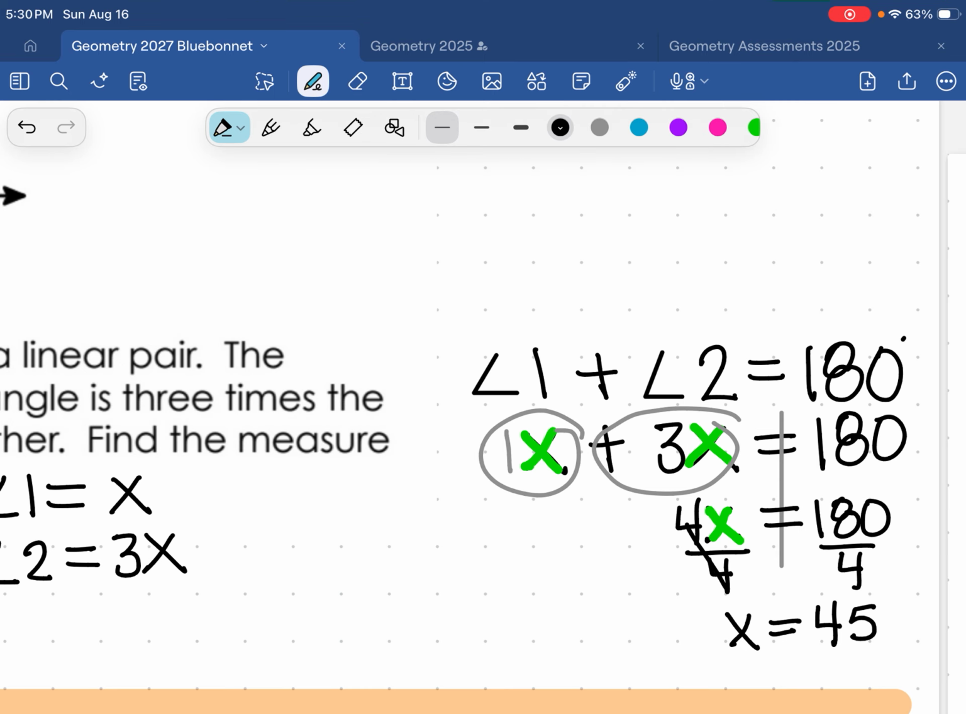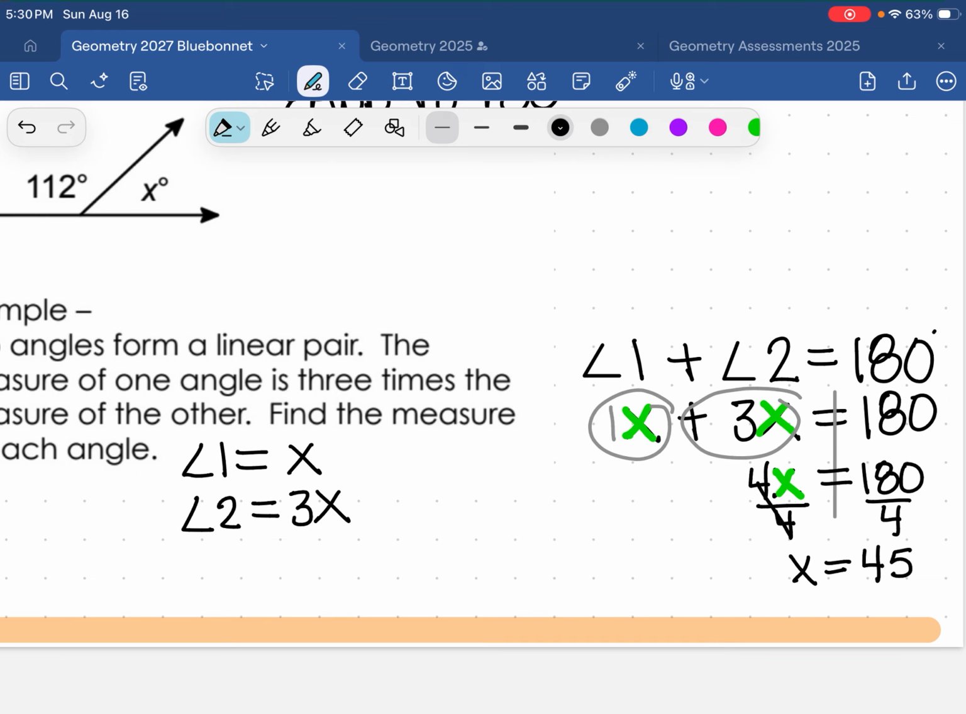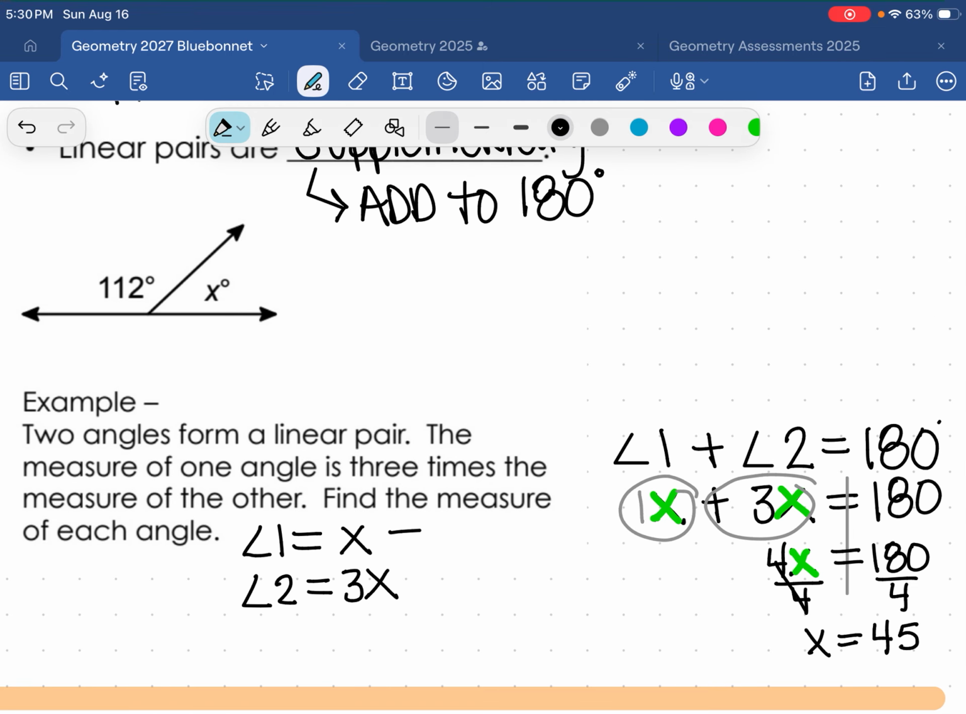If I had to go back and say, oh yes, find the measures of each angle, so angle 1 is going to be x, so it's 45 degrees. Angle 2 is going to be 3 times 45, so it's going to be 135 degrees. These would be considered our answers right here. There we go.